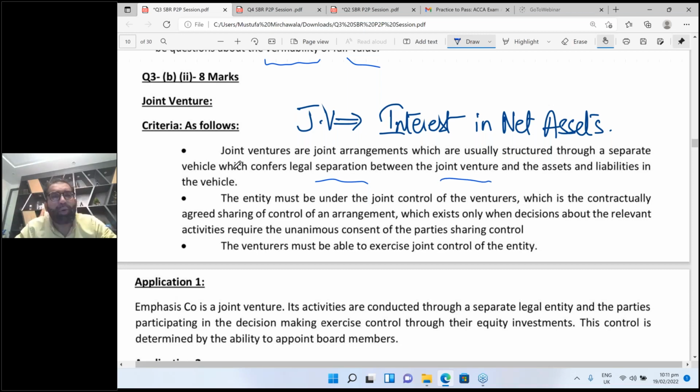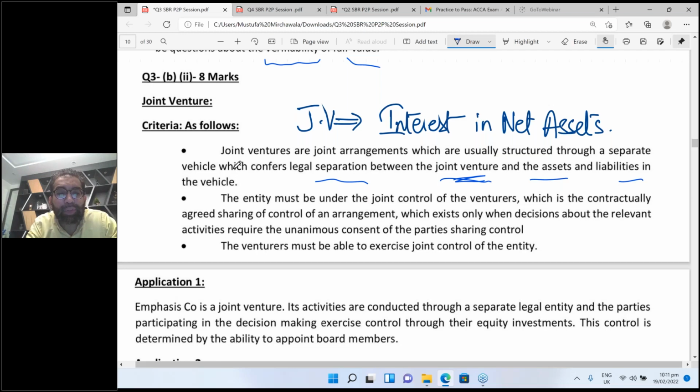Hope you remember the concept of the limited company. In a limited company, shareholders are separate and the company is separate. In the basics of your accounting, you have studied this concept. That's what they are saying, that there is a legal separation between the joint venture and the assets and liabilities in the vehicle. The vehicle is a separate thing. A separate company will be formed.